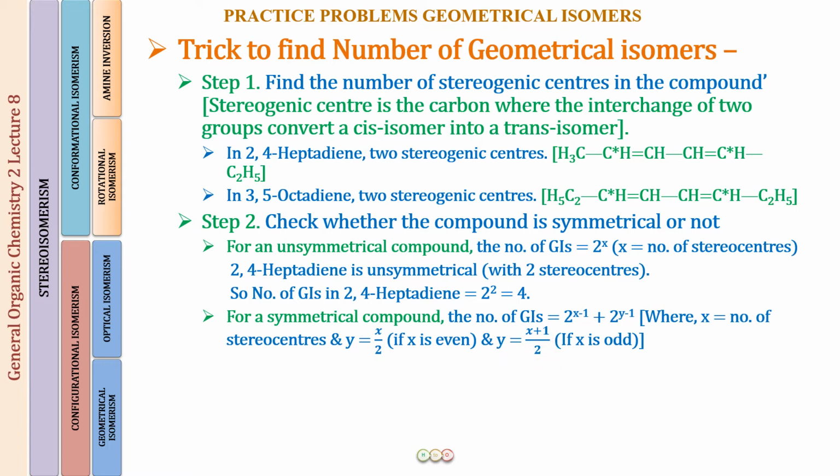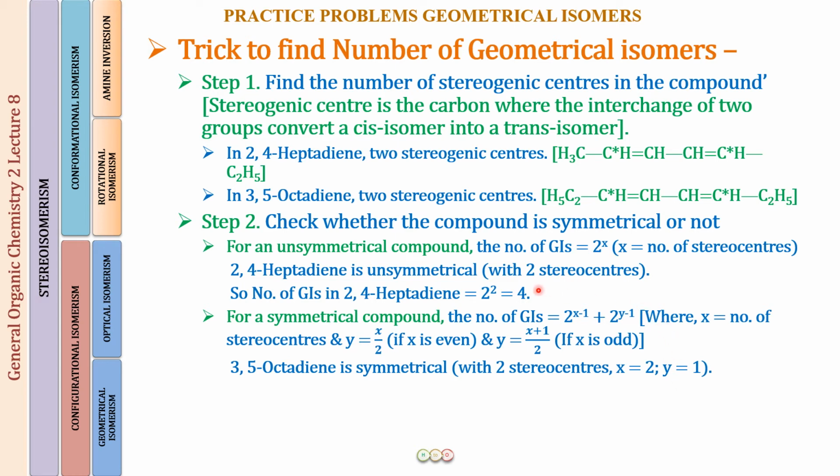Alright. Now, for 3,5-octadiene, you know that this is a symmetrical molecule. It has two stereocenters, so this is even. So x is 2, and you have to find the value of y. y is going to be x divided by 2. So 2 divided by 2, the value of y will come as 1.